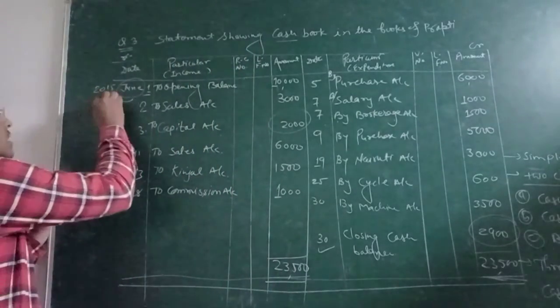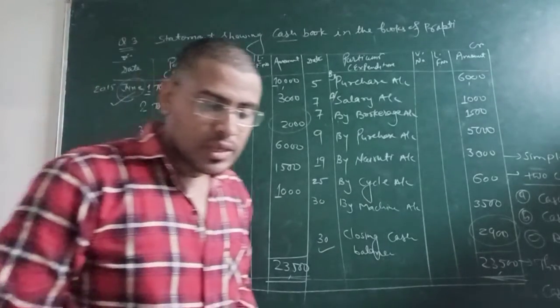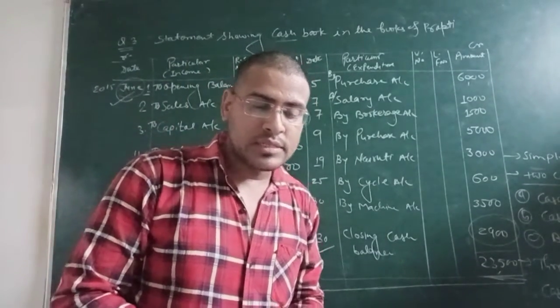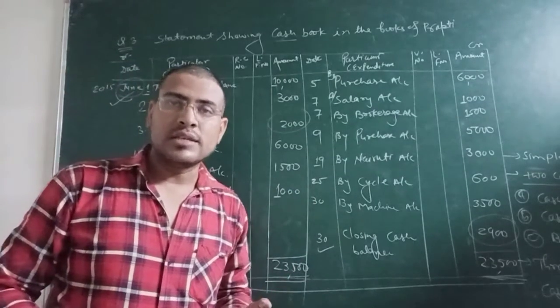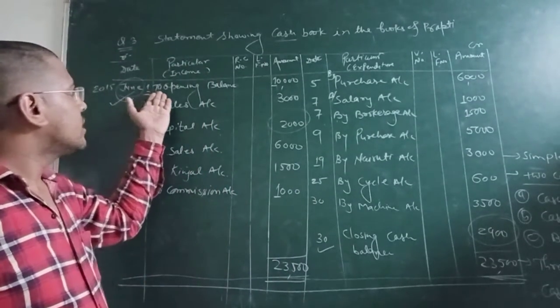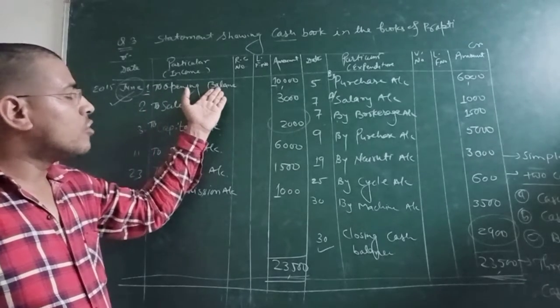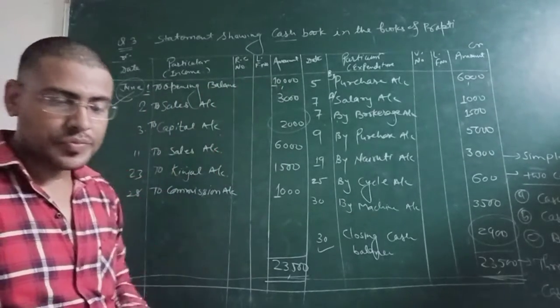We are dealing here in June 2015. The very first transaction given to you is that opening cash balance is 10,000. So cash obviously is an asset and has a debit balance. So right at the debit side, opening balance, that is 10,000 in amount section.